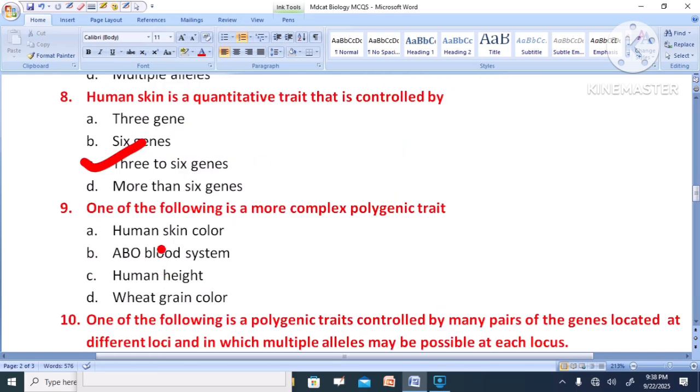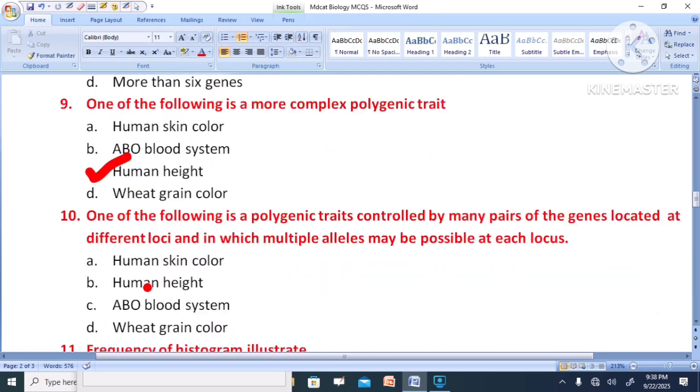So the next question, which one of the following is a more complex polygenic trait. Option A human skin color, option B ABO blood group system, option C human height, option D wheat grain color. And the right answer is option C human height.